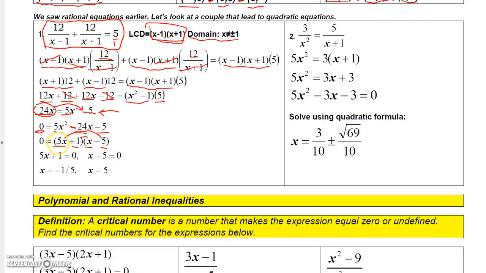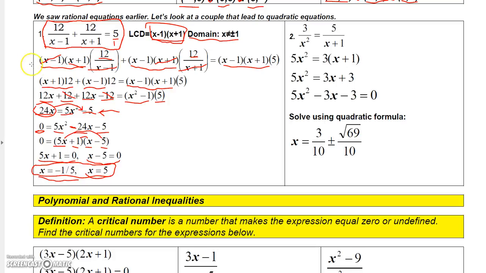And now all you have to do is set 5x plus 1 equal to 0 and solve it. And I just went ahead and gave you the answer here. If you subtract 1 from both sides, you get 5x equals -1, then divide by 5, you get x equals -1/5. Over here, you also set the other factor equal to 0, x minus 5, you get x equal 5. And now let's compare that with my domain, where it says x cannot equal plus or minus 1. Well, neither one of these answers is 1 or negative 1, so both answers are correct answers.